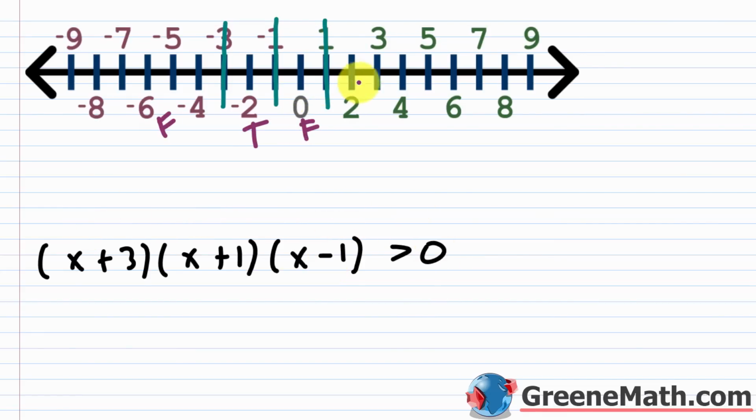Then if you pick something that's greater than 1, well, it's going to be positive everywhere. So in other words, if you pick something like 2, this would be positive, this would be positive, and this would be positive. 2 - 1 is 1. So positive times positive times positive is a positive. So this would work. So this would be T for true. So algebraically, we can find that x is strictly greater than -3 and less than -1, or x could be greater than 1. So this is what we want.